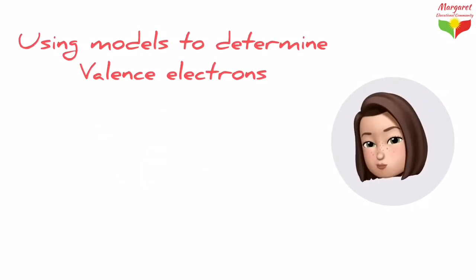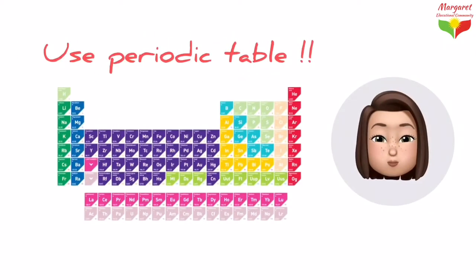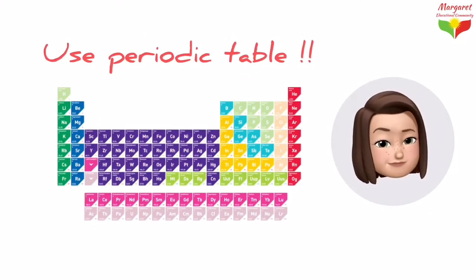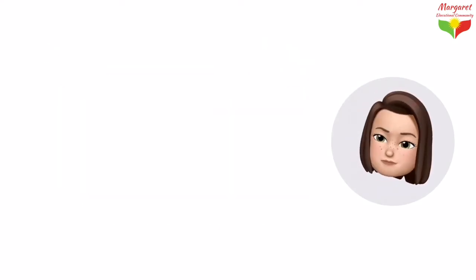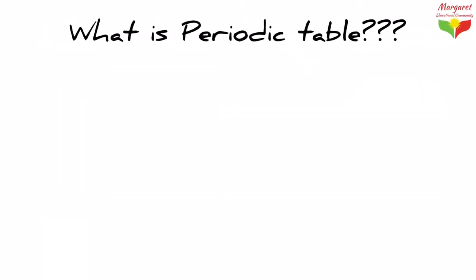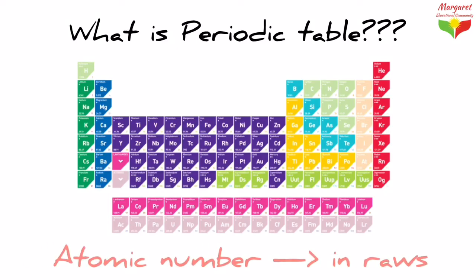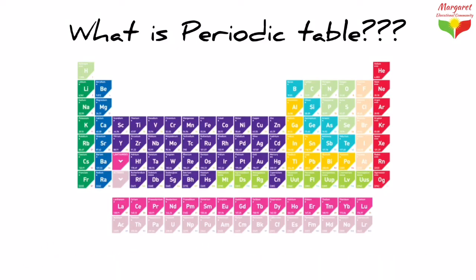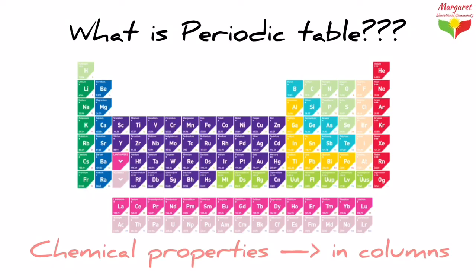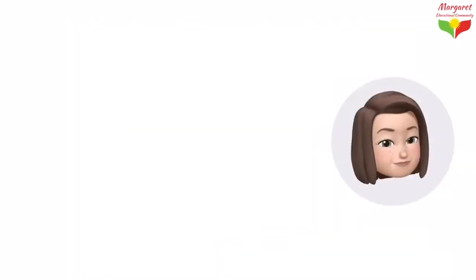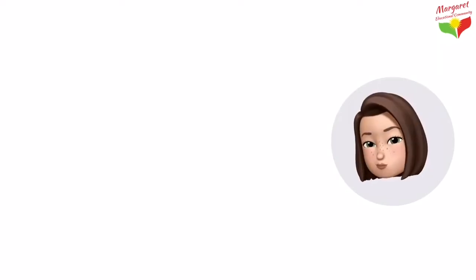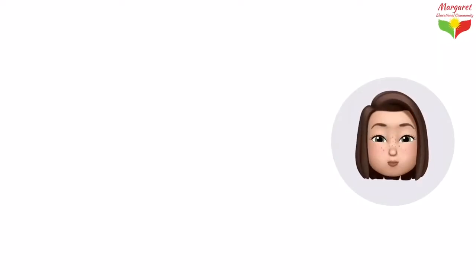If you didn't have a model, you can use the periodic table to determine the number of valence electrons for atoms of some element. What is the periodic table? The periodic table is a table of the chemical elements arranged in order of atomic number, usually in rows, so that elements with similar atomic structure and similar chemical properties appear in vertical columns. This is how you determine the number of valence electrons using the periodic table. We need to remember and follow these rules.